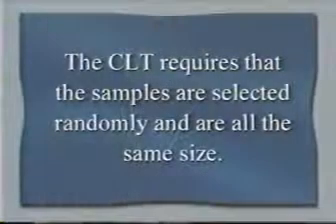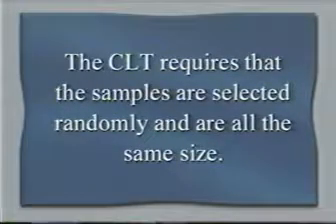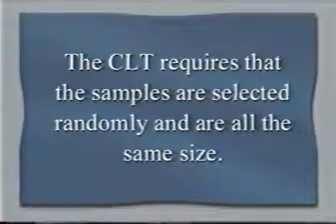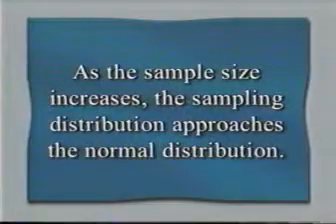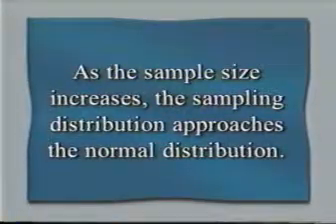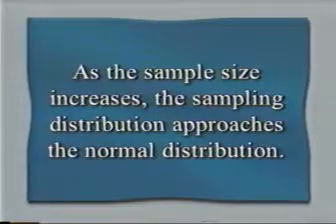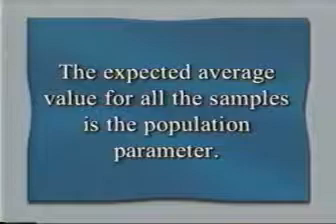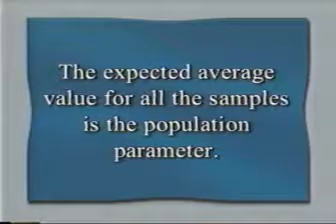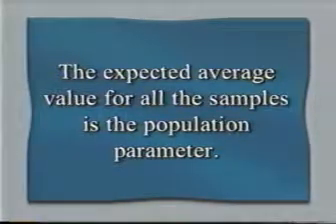The central limit theorem requires that the samples are randomly selected and that they are all the same size, no matter what the shape of the distribution of the population from which the samples are drawn. As the sample size increases, the sampling distribution approaches the normal distribution. The expected average value for all the samples is the population parameter. A statistic is from a sample, a parameter is from a population.